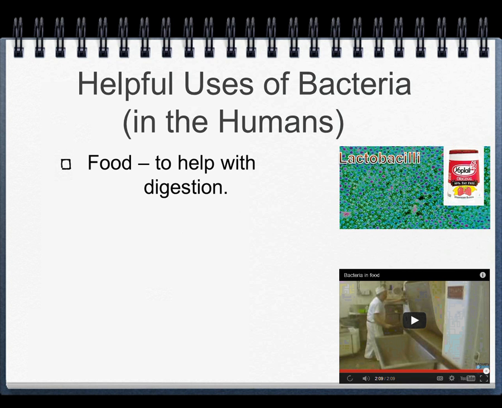I'm talking about the stuff that you should eat, not the stuff that you shouldn't. All right, so how else is bacteria helpful for humans? We know that it's helpful because it's in our food to help us. It's also helpful in medicines like antibiotics. Penicillin's one of them.